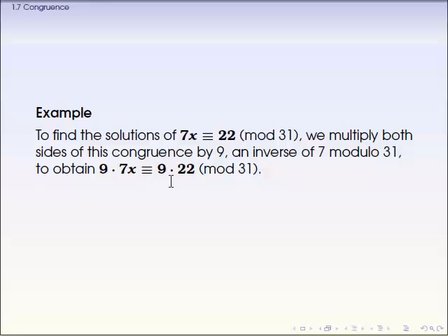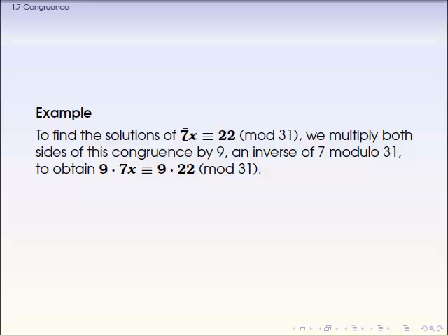Okay, let's find the solution for 7x is congruent to 22 modulo 31. First of all, we need to check what is going to be the greatest common divisor of these two numbers. And 7 and 31, there is no common divisor, which means the greatest common divisor of them is 1. Therefore, we have a unique congruent solution for that.